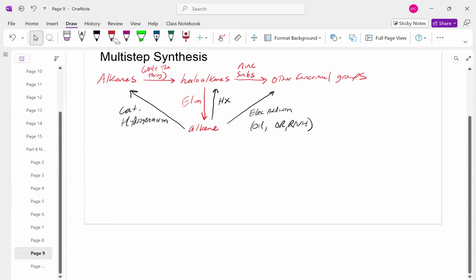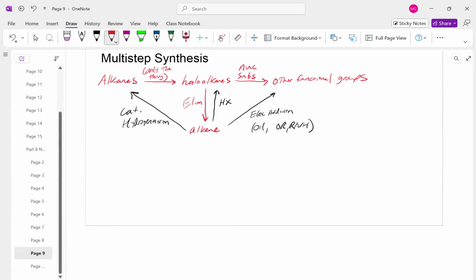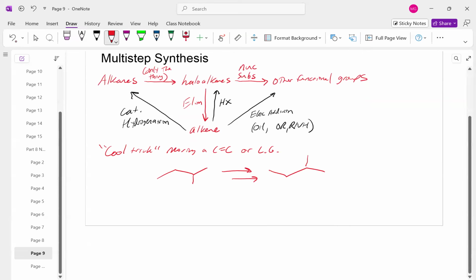And with the first one, I want to demonstrate some cool things that we can do. It's kind of a cool trick where we can move a pi bond or a leaving group around. So for example, if we want to do this transformation and put a bromine there, we can't do this in one step.